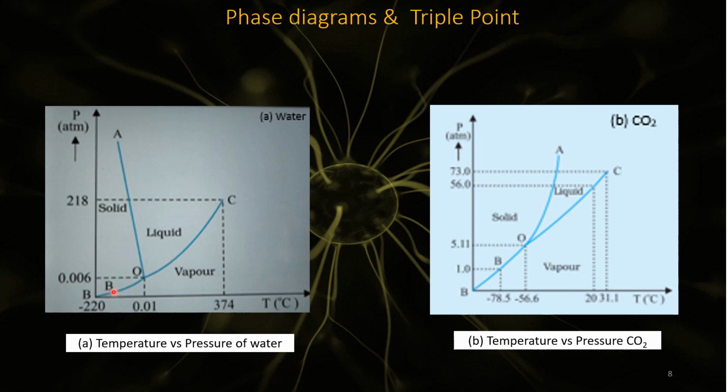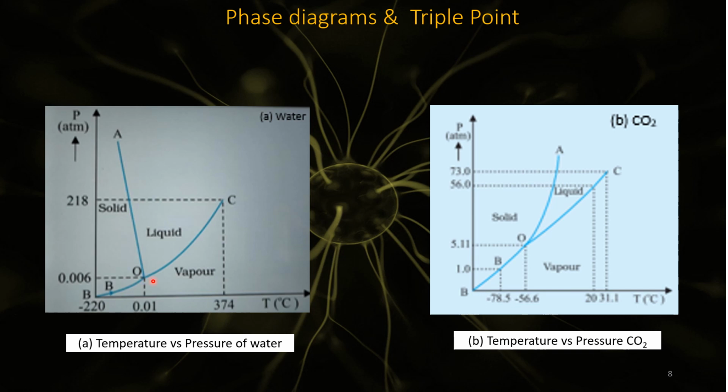Any point on BO shows the existence of both solid and vapor. Similarly, the point on the curve AO shows the coexistence of solid and liquid states, and the point on OC shows the coexistence of liquid and vapor states. The point at which BO, AO, and OC, that is the sublimation curve, the fusion curve, and the vaporization curve, meet is called the triple point of a substance.